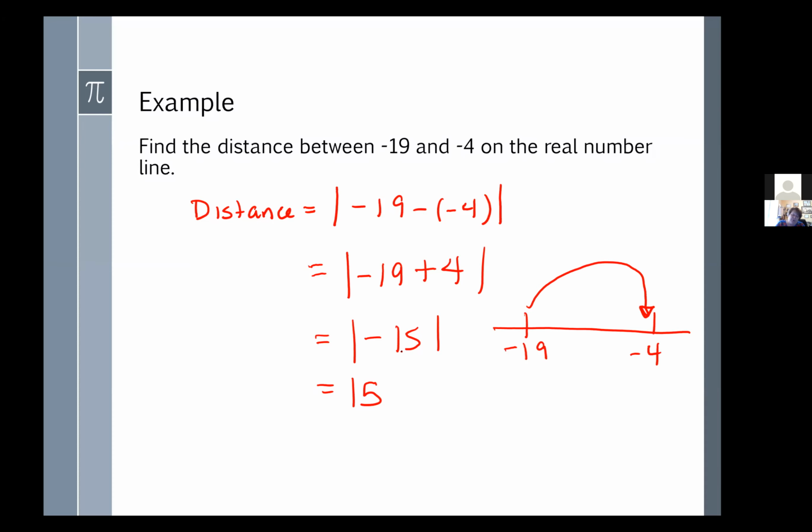So what's the distance between, I don't know, negative 20 and 50? I think you could probably imagine what this looks like. How do I get from negative 20 to 50? Well, I'm going to have to go 70 places to the right to get from negative 20 to 50. So the distance is the absolute value of the difference in those two numbers.